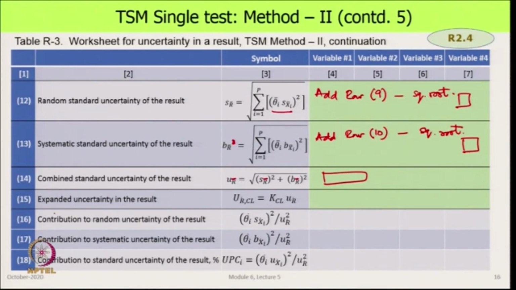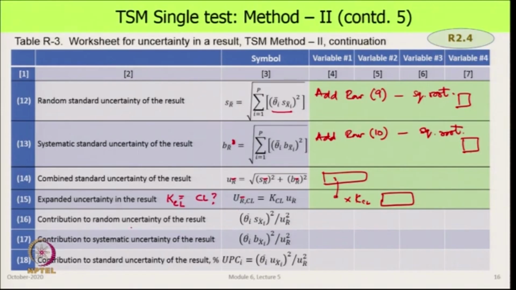Then expanded uncertainty of the result, we decide first some value of K CL. So, we say what is the CL that we want. For that we get the value of K CL, put it here, multiplied by the number that was here. So, this into K CL gives us the value on this row. Then we can calculate contributions and uncertainty percentage contributions.